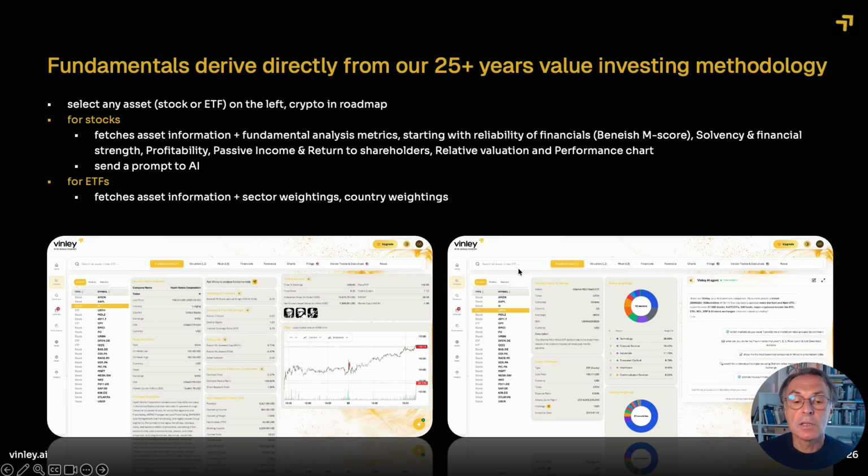For ETFs, you see that actually Vinley knows that when the user selects an ETF, the information is not the same as stock information. So you're going to have, of course, the asset information, but you're also going to have the sector weightings, the country weightings, and you're going to have immediately the AI agent available on the ETFs. You're going to have also the expense ratio. You can also click here, I'm not sure if you're seeing my mouse, and ask Vinley what are the holdings that the ETF actually has. That's something for the time being that is done through a prompt.